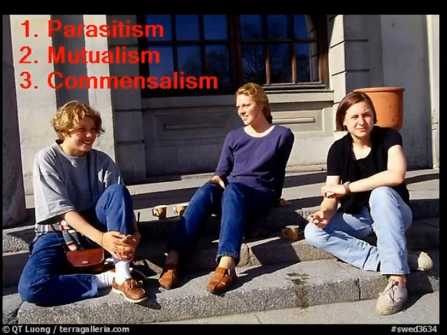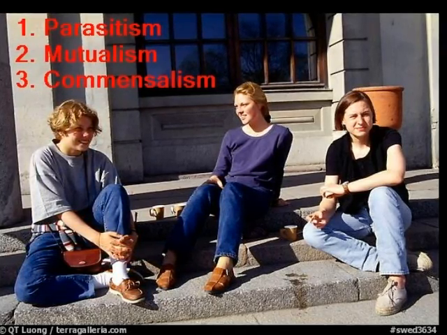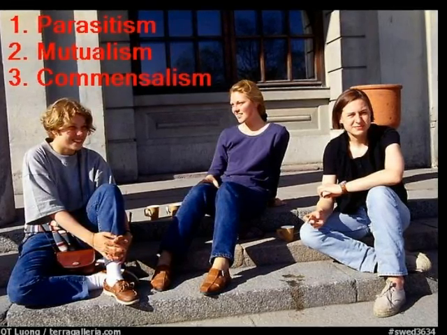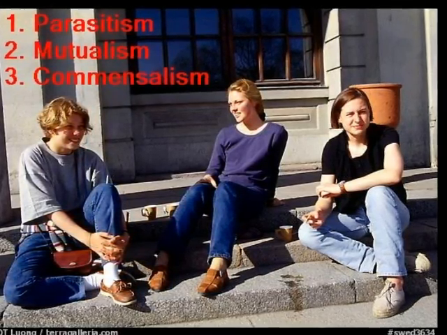There are three different types of symbiotic relationships. The first one is called parasitism. The second one is called mutualism. The third is called commensalism.